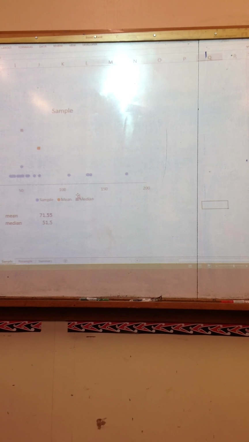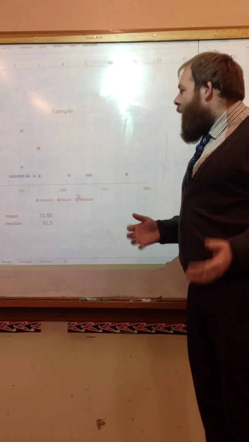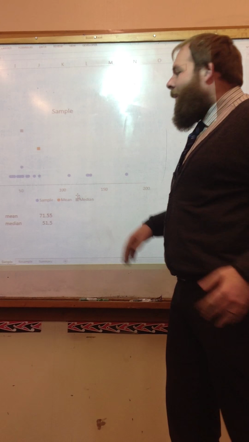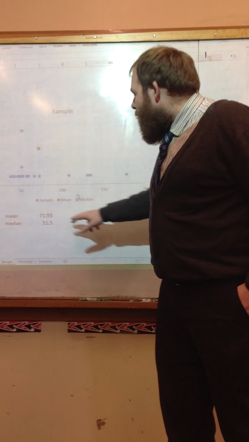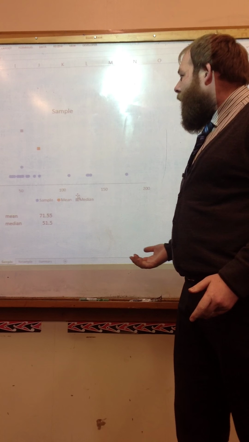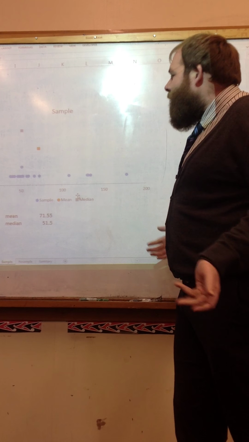Okay, in real life, we very rarely have population data. Normally what we have is sample data. Here's an example. I've got a sample here. This is taken from a population, and we know about this that it's got a mean of 71.5 and a median of 51.5. Right? But at the moment, that's all we can say about our population.